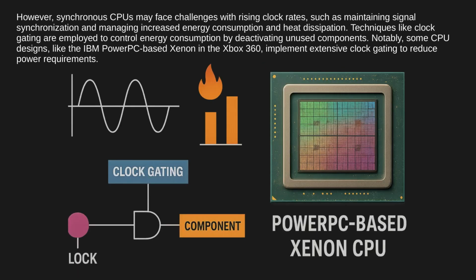However, synchronous CPUs may face challenges with rising clock rates, such as maintaining signal synchronization and managing increased energy consumption and heat dissipation. Techniques like clock gating are employed to control energy consumption by deactivating unused components. Notably, some CPU designs, like the IBM PowerPC-based Xenon in the Xbox 360, implement extensive clock gating to reduce power requirements.